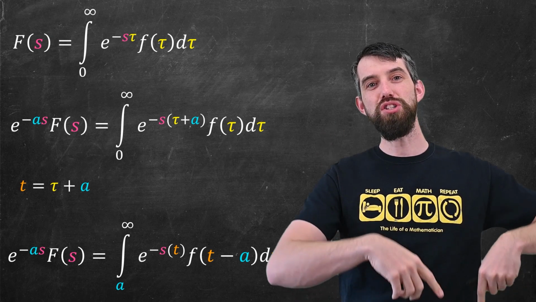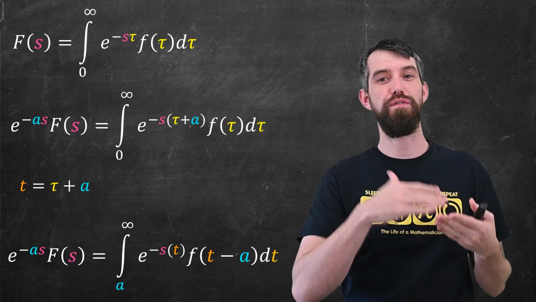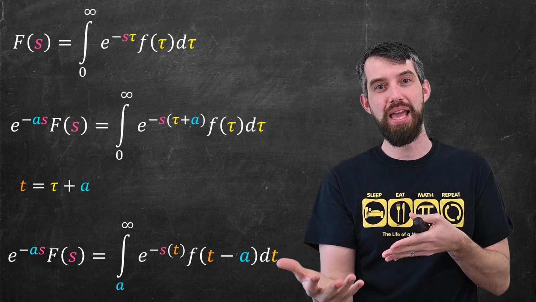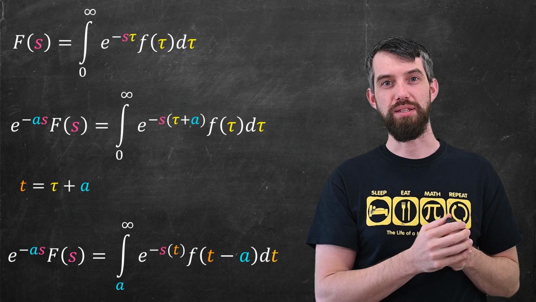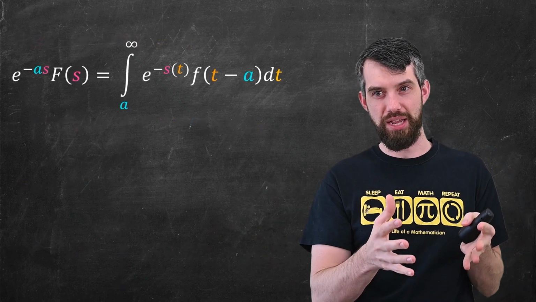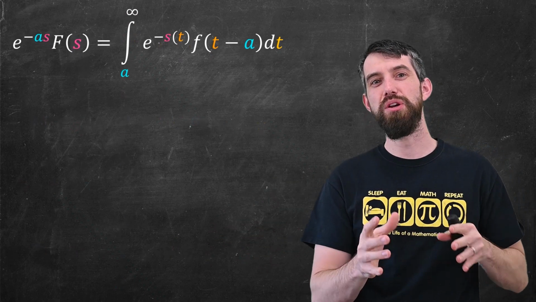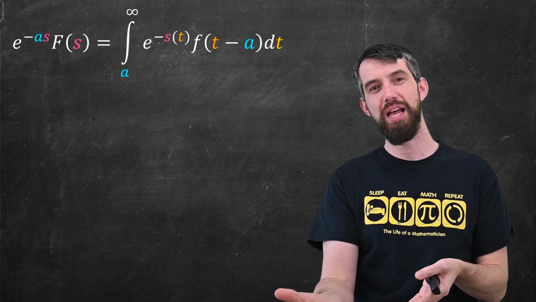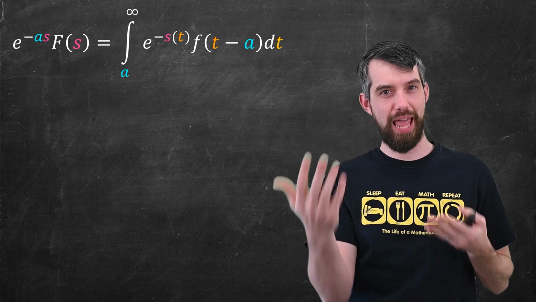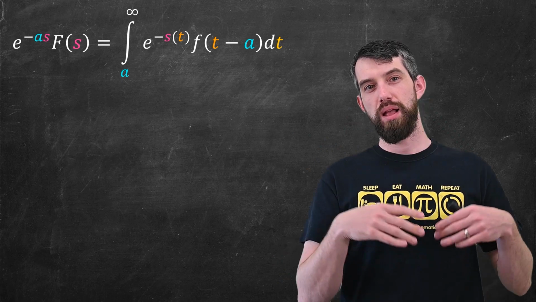The function of tau turns into a function of t minus a, and then the d tau is just equal to dt, so I can make that shift. Okay, so let me just focus on that integral. What I have here is close to a normal Laplace transform formula, except it doesn't start at 0, it starts at a, and that's a bit problematic to me.